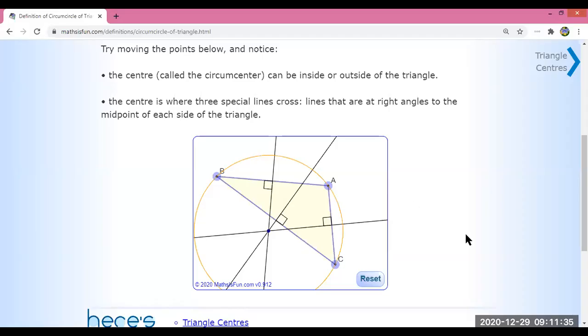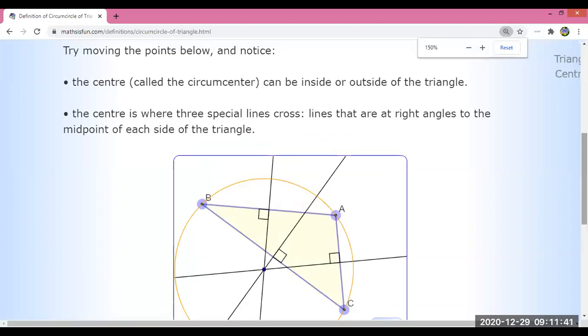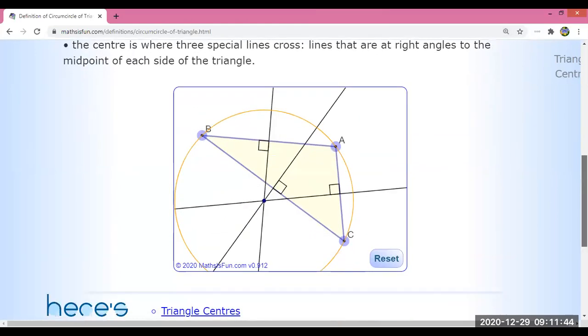Yes, so here on the screen you can see this is a triangle ABC, and this point is the center of the circle, the yellow circle, all right? And you can see this center lies outside the triangle ABC.